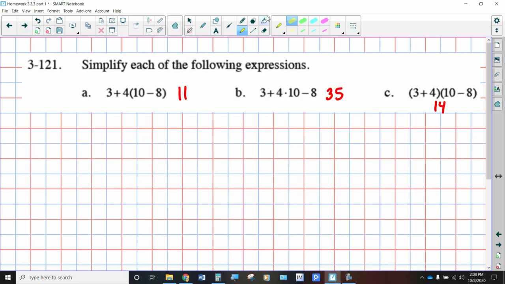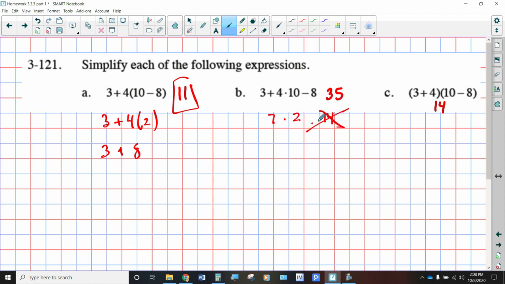All right, simplify the following expression. So we have to do the parentheses first. So this becomes 4 times 2, which becomes 8, and 3 plus 8 ends up being 11. Here we must multiply first. I guarantee you, people are going to say 7 times 2 and have an answer of 14. But that is the wrong answer because you have to multiply before adding or subtracting.